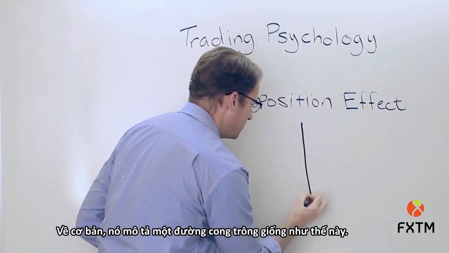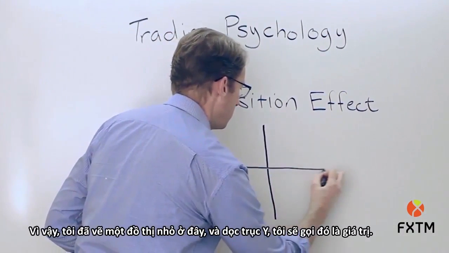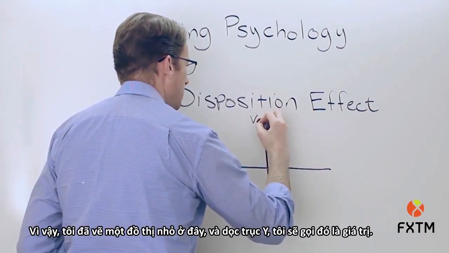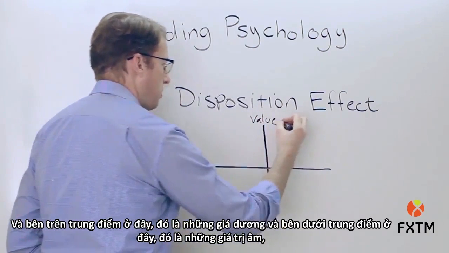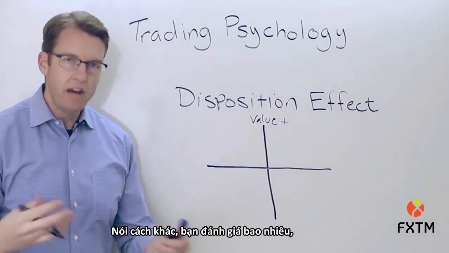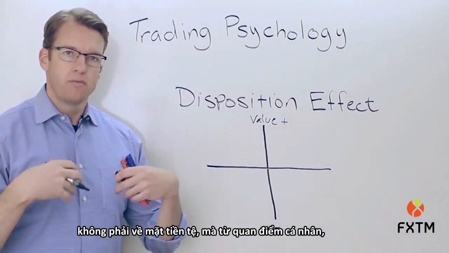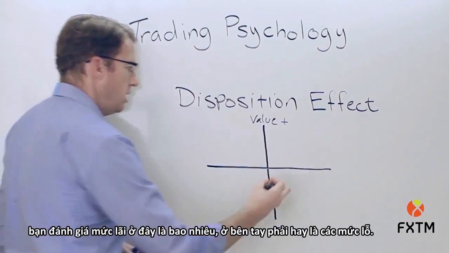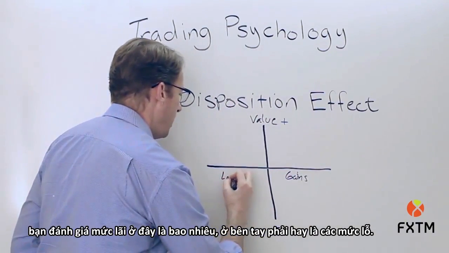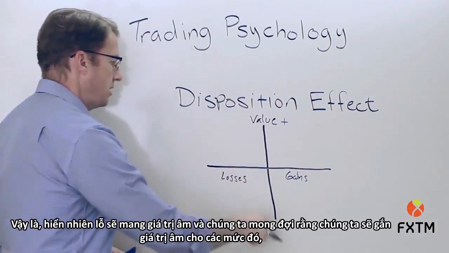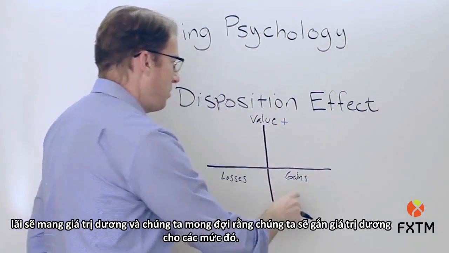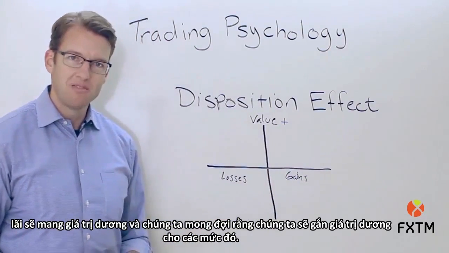It basically describes a curve that looks like this. So I've drawn a little graph here, and along the y-axis, I'm going to call that value. So above the midpoint here, those will be positive values. Underneath the midpoint here will be negative values. So in other words, how much do you value, not in monetary terms, but from a personal perspective, gains over here on the right-hand side or losses? So obviously, losses would be a negative, and we would expect that we attach a negative value to those. Gains would be a positive, and we would expect we would attach a positive value to those.